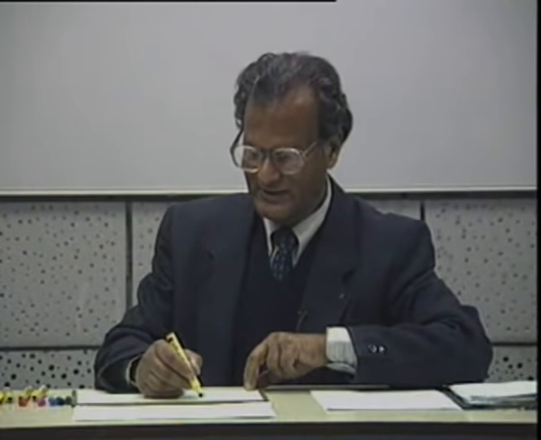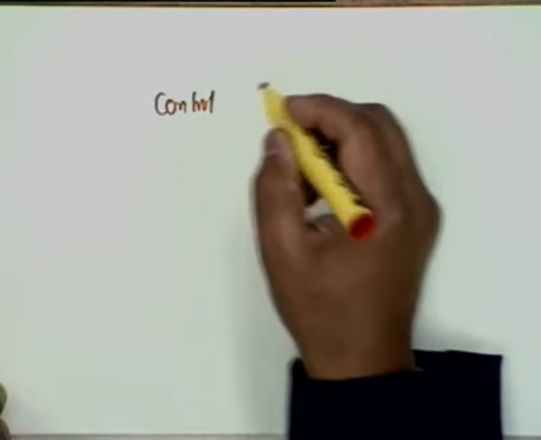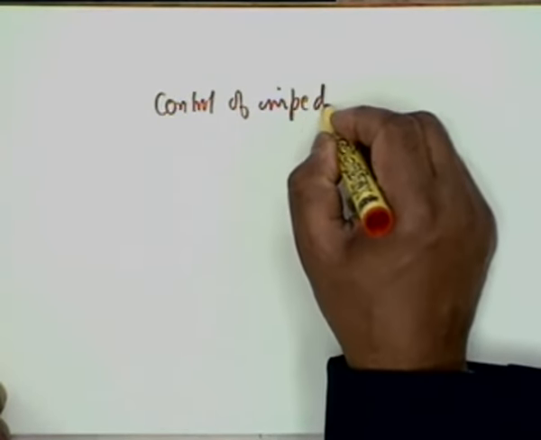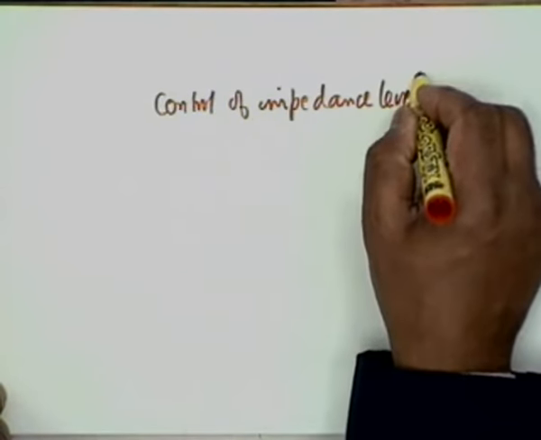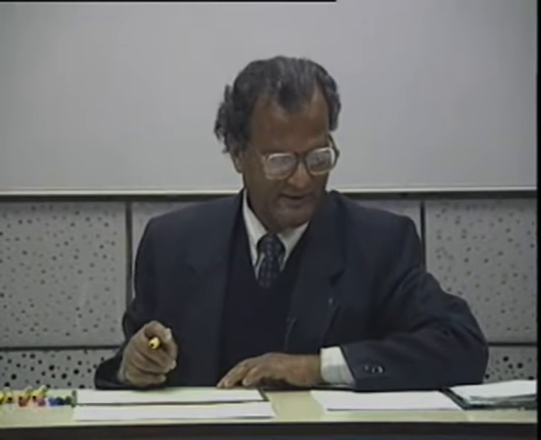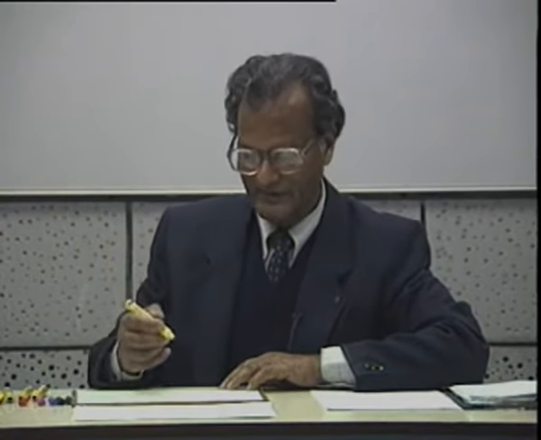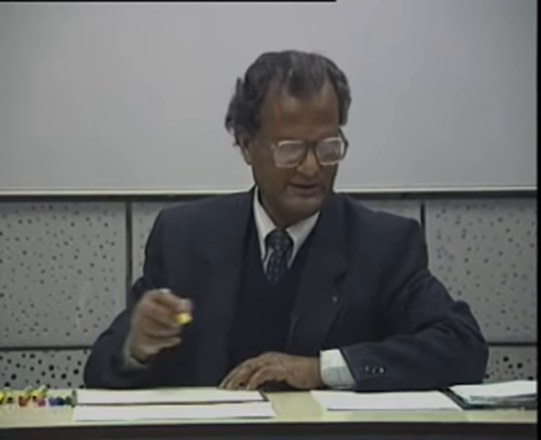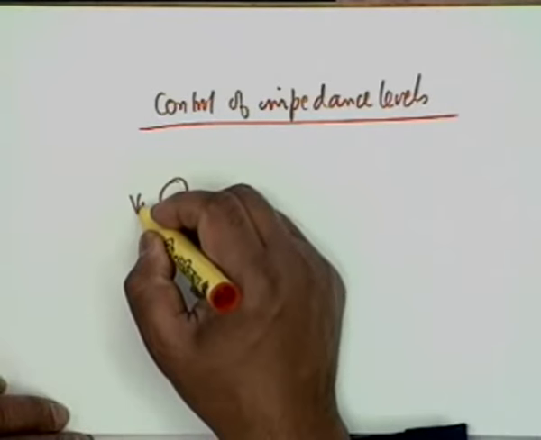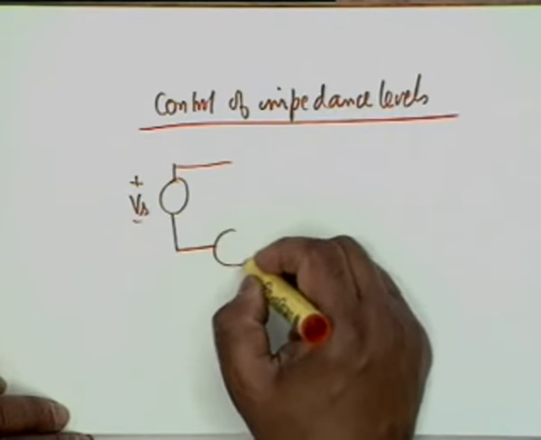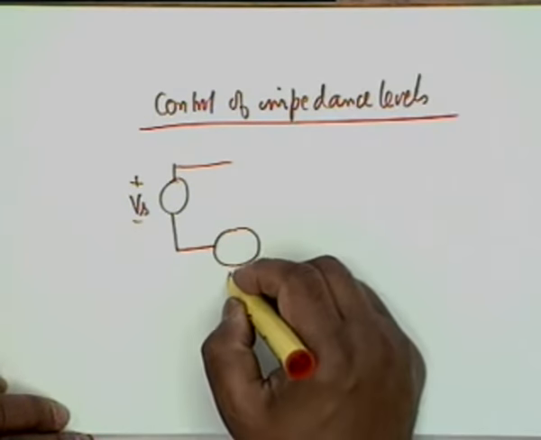Okay, I also said that negative feedback controls impedance levels. This we shall illustrate with the help of again a very ideal amplifier. Suppose you have a series connection at the input. You have a voltage source Vs, and then you have the feedback voltage Vf.